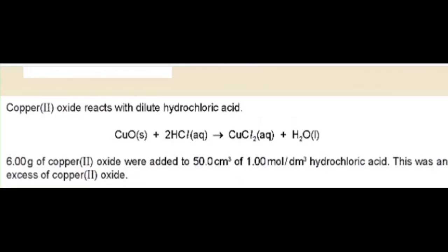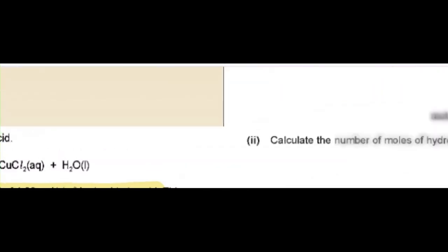So, copper oxide reacts with dilute hydrochloric acid, and here's the balanced equation for it. You get copper oxide plus hydrochloric acid makes copper chloride and water. 6 grams of copper oxide were added to 50 cm³ of 1 mol/dm³ hydrochloric acid, and it tells you that there was an excess of copper oxide. Let's look at the questions now, because this introduction hasn't said we need to do a table method. So I'm guessing we may be able to just do a little mini table over on our questions. Let's go and have a look.